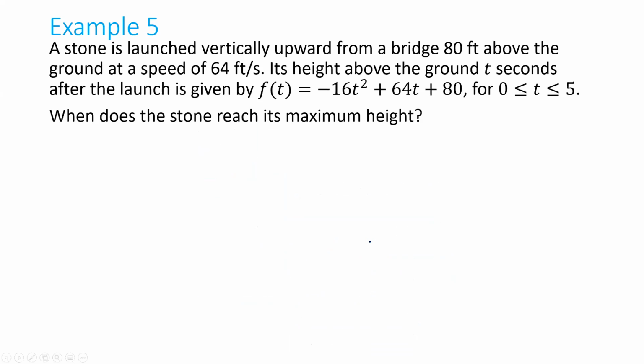All right, so here, let's look at one more example, kind of coming back to something that we've thought about in another section. So it says a stone is launched vertically upward from a bridge 80 feet above the ground at a speed of 64 feet per second. Its height above the ground t seconds after the launch is given by f of t equals negative 16t squared plus 64t plus 80. When does the stone reach its maximum height? So we can think of it like we're looking for the absolute max of this function on the interval 0 to 5.